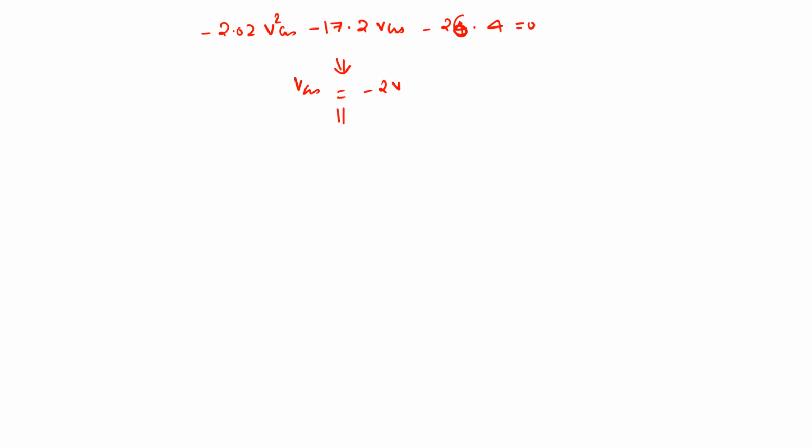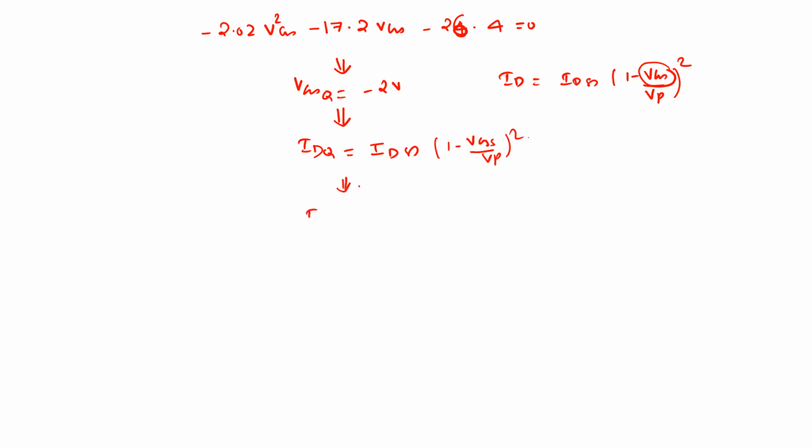So this VGS is going to fix my ID, because ID is IDSS times 1 minus VGS by VP the whole square. So this VGS of minus 2 volts is going to fix my ID. So I could call this VGSQ, and IDQ as the Q point drain current, which is IDSS times 1 minus VGS by VP the whole square. Substitute the values, we will end up getting IDQ equal to 3 milliampere.